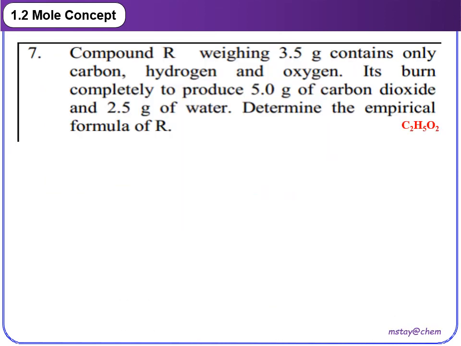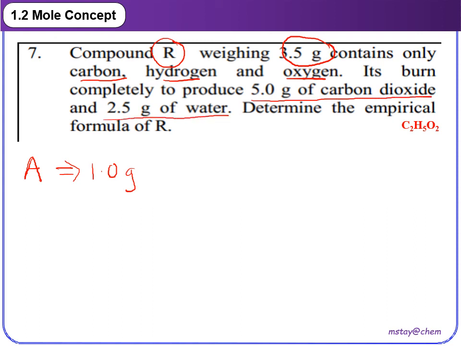Okay, now it's your turn to do tutorial question number 7. You will notice this question is basically similar to the previous example that we discussed. In this question, compound R is given. Just now, compound A was given. Compound R is 3.5 gram; just now compound A was 1.0 gram. It contains carbon, hydrogen, and oxygen. Next, they say it burns completely to produce 5 grams of carbon dioxide and 2.5 grams of water.